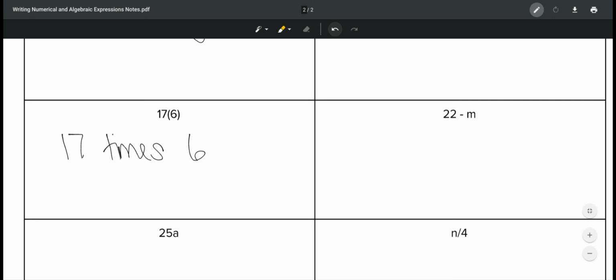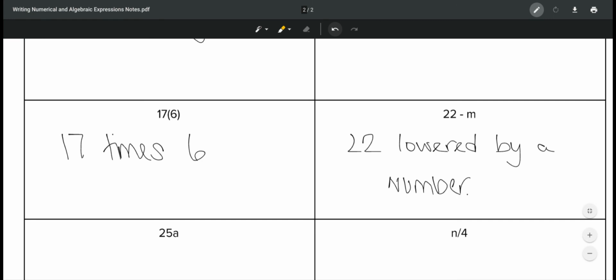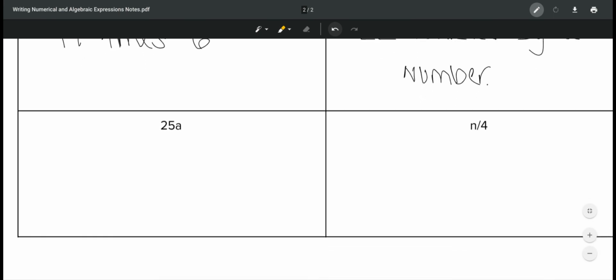I'm going to say, I'll use lowered. So 22 lowered by, at this point I can say m or I can say a number. I'm going to say a number, and that's what you're going to see the most when you're doing problems like this on your own, is you're going to see the phrase a number when they're talking about a variable. So again, pause if you need to, finish writing your sentence down, and we've got two more.